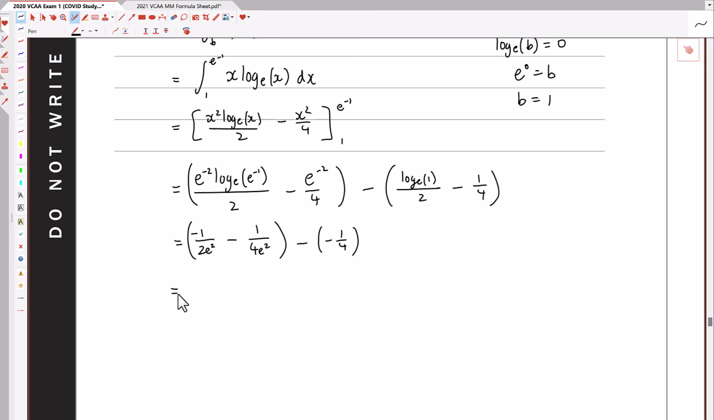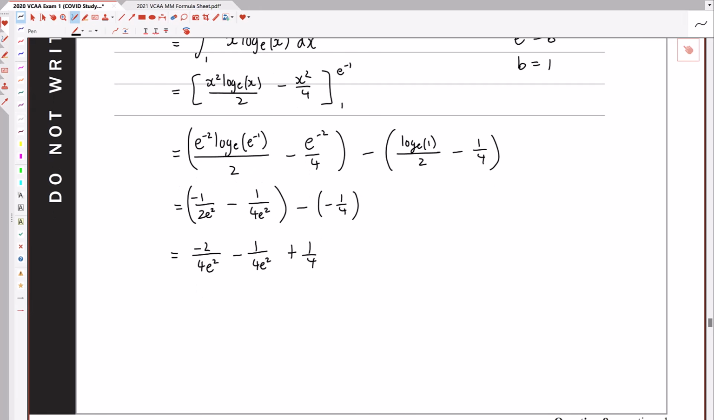We get a common denominator here fairly easily, so this is just negative 2 on 4e squared minus 1 on 4e squared, and that's going to be plus a quarter. So that's negative 3 on 4e squared plus 1 quarter, or we might write that as 1 on 4 minus 3. Or you might get a common denominator, multiply the first fraction top and bottom by e squared, so you'd have e squared minus 3 on 4e squared.